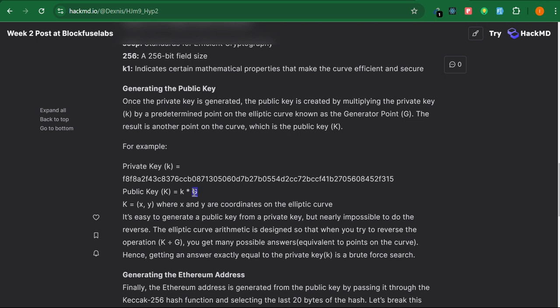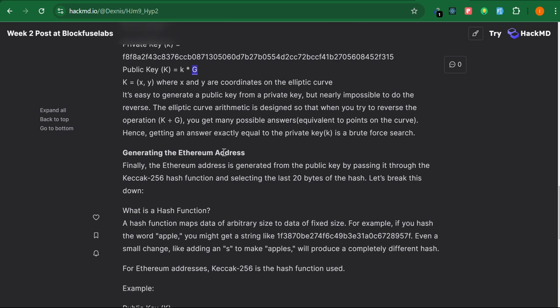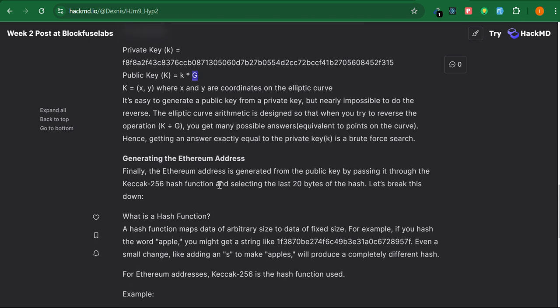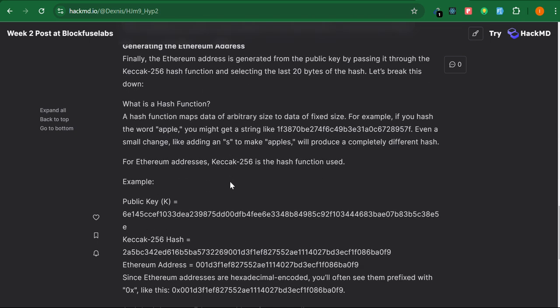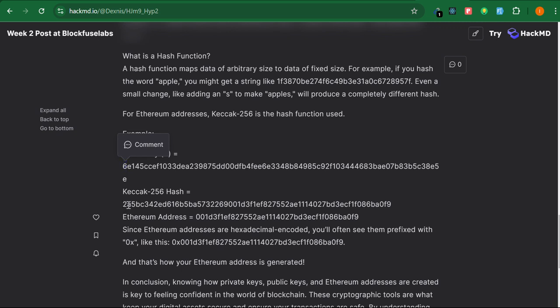After we generate the public key, what we have to do to generate the Ethereum address is to pass the public key into a hash function, and the hash function in this case is the Keccak-256 hash function, which is the hash function used in Ethereum. This hash function will take in the public key and return a hash for us. Then we select the last 20 bytes of the hash, which gives us our Ethereum address.